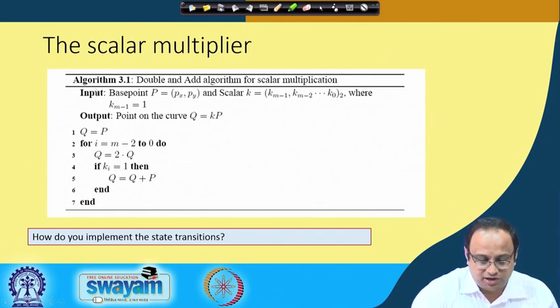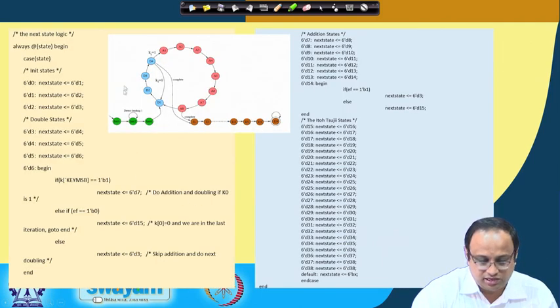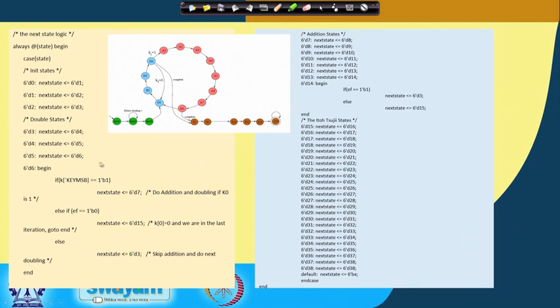So, in the scalar multiplier you have got the recapitulation of your double and add algorithm. So, how do you implement the state transitions? Again, this is a recapitulation of your finite state machine. So, you can observe that the state transition, that is the next state logic, can be easily written in Verilog by this always encapsulation. So, what you can do is that depending upon your current state, you essentially determine your next state.